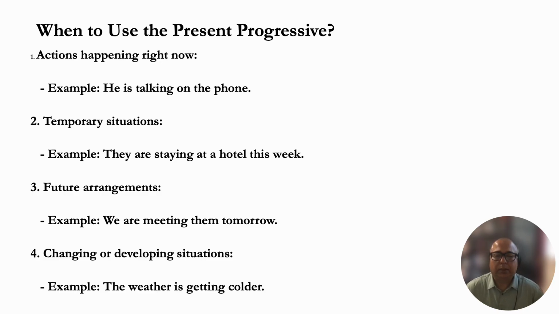Temporary situations that do not last a long time. They're staying at a hotel this week, right? Future arrangements, actions that will happen in the future, but we still use the present progressive tense. We are meeting them tomorrow. Or I could say to my friends or my colleagues, I'm teaching at 4 o'clock tomorrow, right?